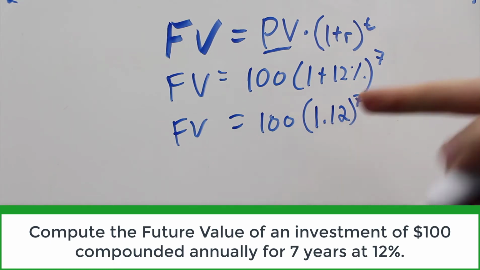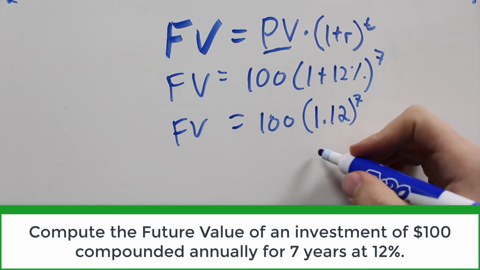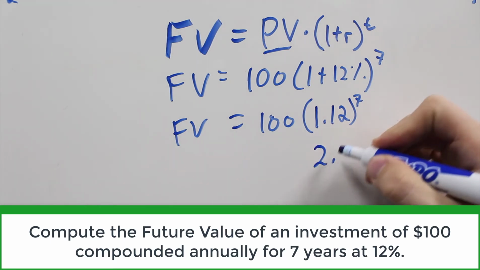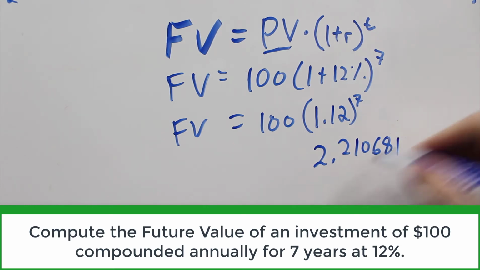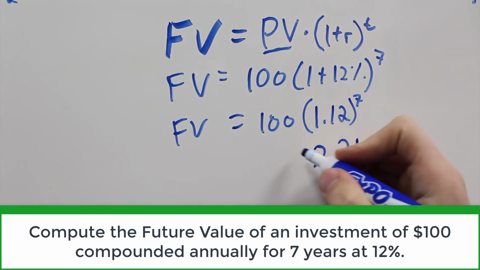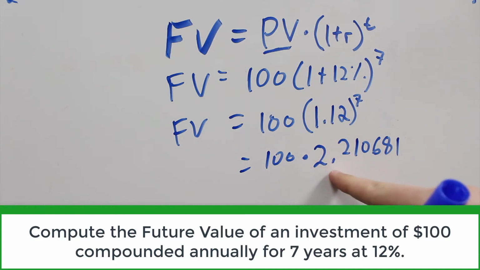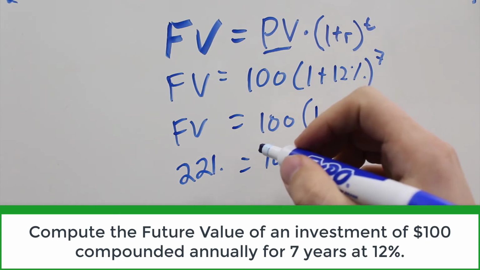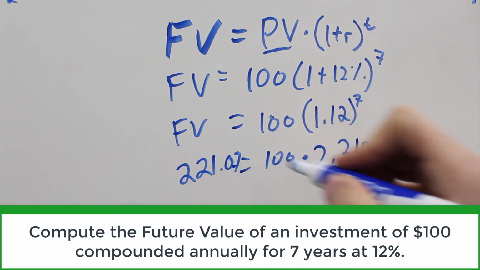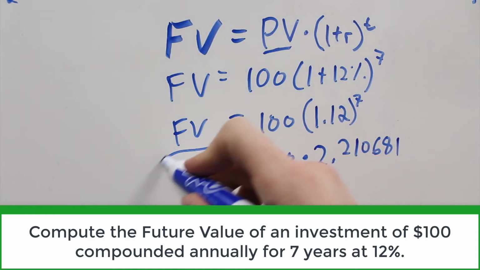And so 1.12 to the 7th, you can do that in a calculator. I've already done it, and 1.12 to the 7th turns out to be 2.210681, and it just keeps going. Then that's times 100, right? If we take this times 100, we just move the decimal over 2 places, and our answer becomes 221.07. So that's our answer. So 221.07 is the future value.